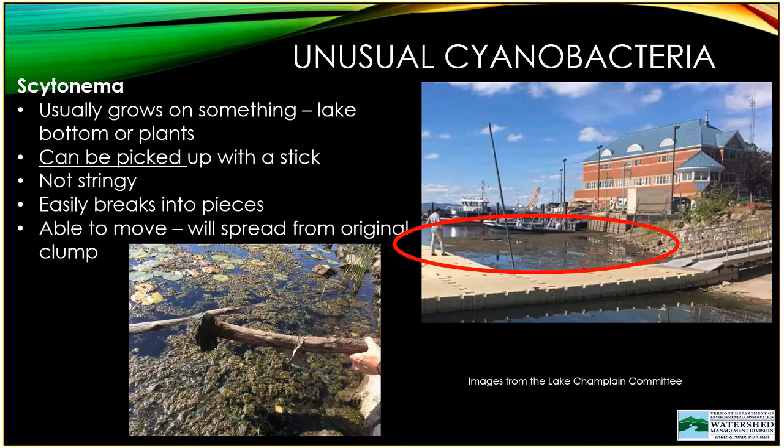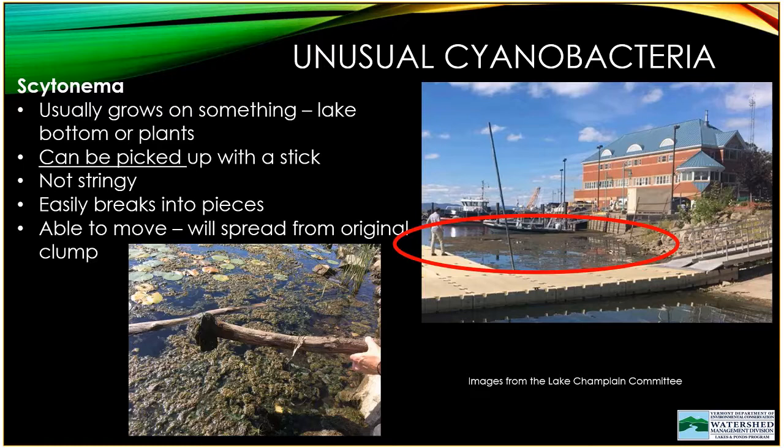Cyanobacteria is an unusual cyanobacteria that we've been seeing on Lake Champlain. We saw it on Lake Champlain for the first time in 2012, and we've now seen it on other inland lakes. It's what we call a benthic cyanobacteria. It usually grows on the bottom. It may also grow on plants. This cyanobacteria can be picked up with a stick.